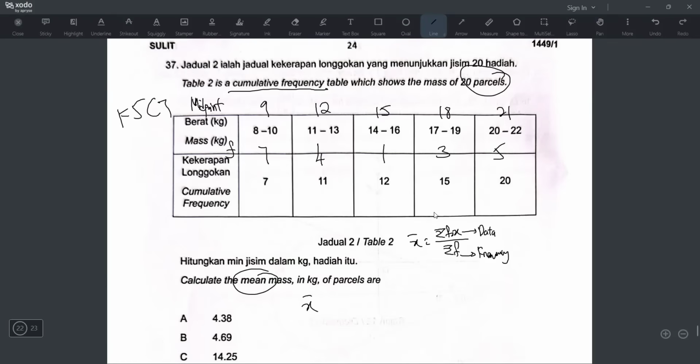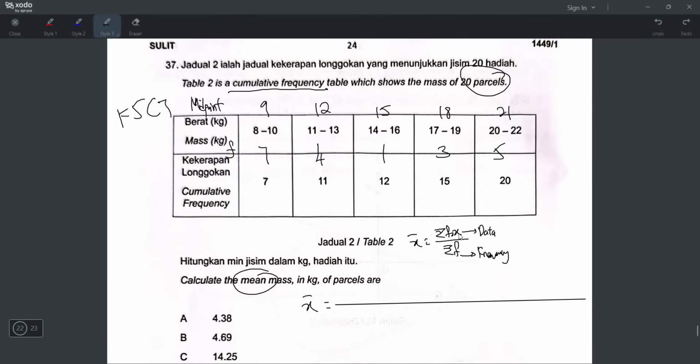So the mean formula is the sum of frequency times x. It means you have to take your x, which is the data. In this case, it will be the midpoint, because it's grouped data. And then times the frequency. So 9 times 7 plus 12 times 4 plus 15 times 1 plus 18 times 3 plus 21 times 5. Take the midpoint, which is the x, multiply by the frequency. And then everything divided by the total frequency, which is 20. Because they already mentioned it up here, that's 20.